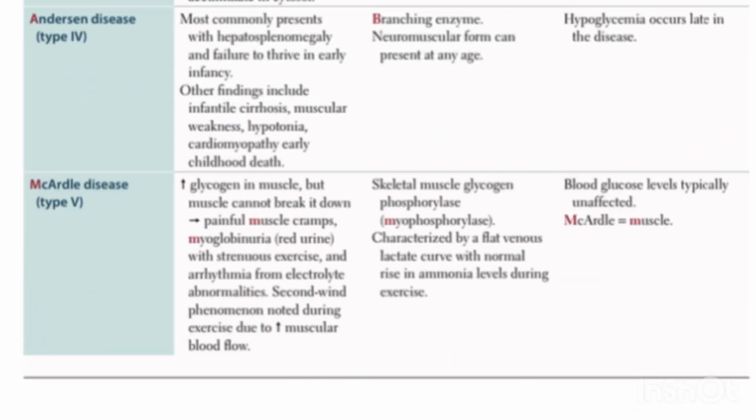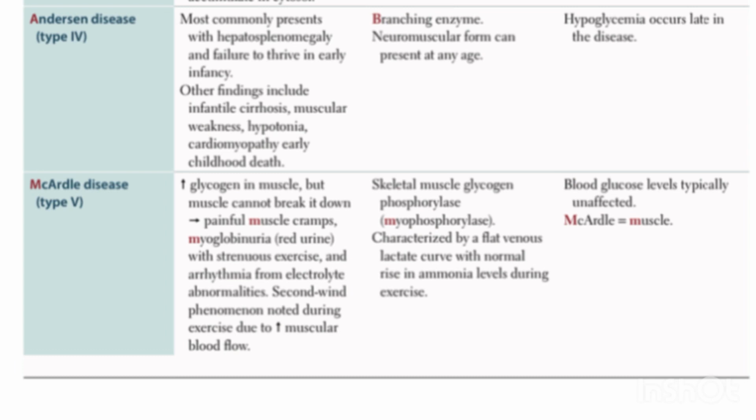Andersen's disease, also known as type 4 glycogen storage disorder. It occurs in the younger age group, most commonly in children, leading to hepatic cirrhosis. It is also known as amylopectinosis. Clinical features: most commonly presents with hepatomegaly and failure to thrive in early infancy. Other findings include infantile cirrhosis, muscular weakness, hypotonia, cardiomyopathy, early childhood death. Enzyme deficient is branching enzyme. Neuromuscular form can present at any age. Hypoglycemia occurs late in the disease.